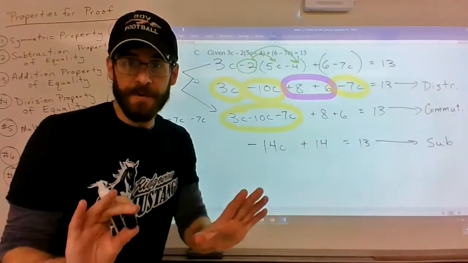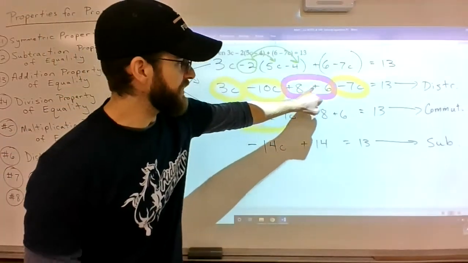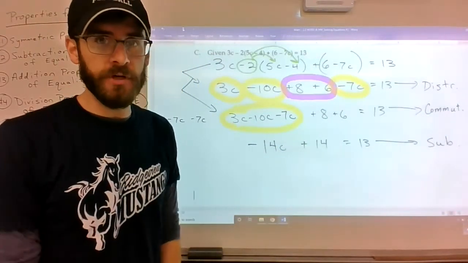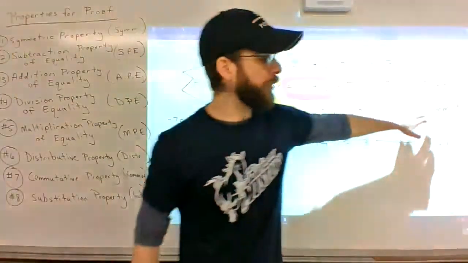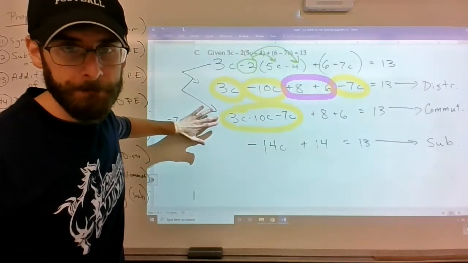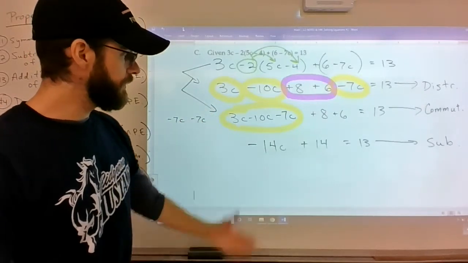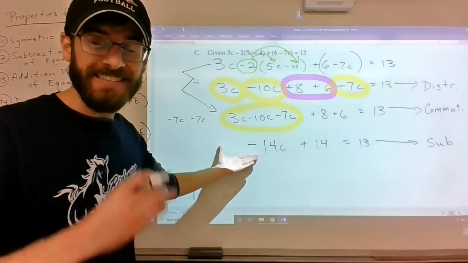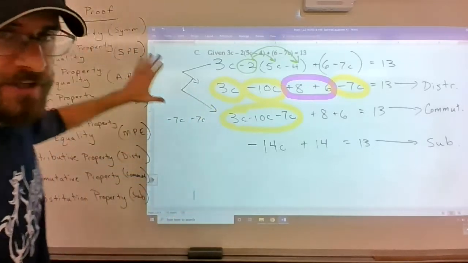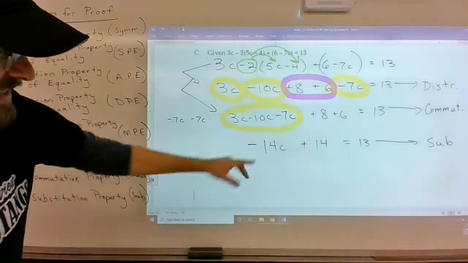Now, some of you guys might be asking, could we have just said 8 plus 6 is 14 on that line? And the answer is, yeah, you could have done that. You would have to document both commutative property and sub on this step, though. Okay? It looks like a section 2.1 problem now, so we can just go to our properties of equality to get the constants together.